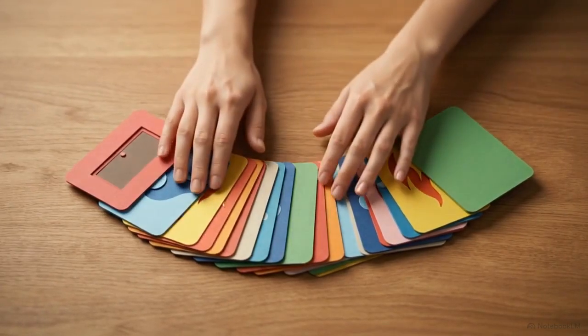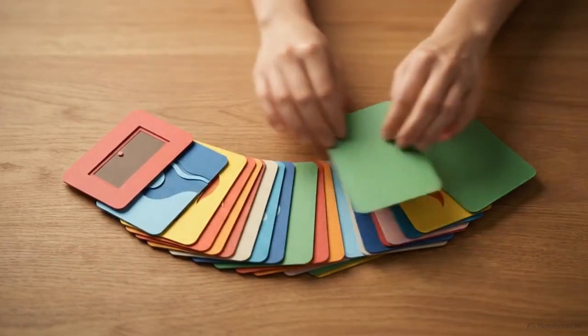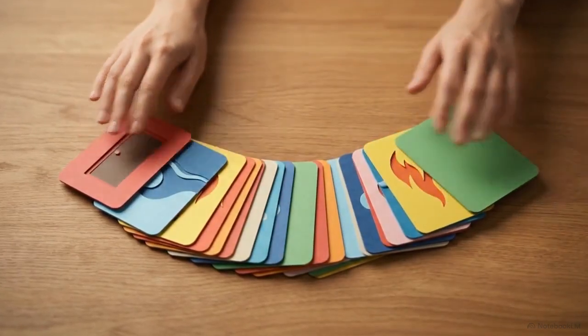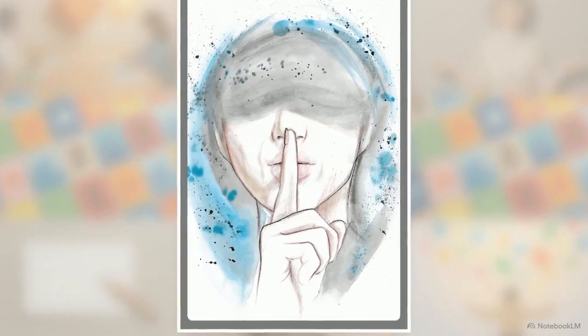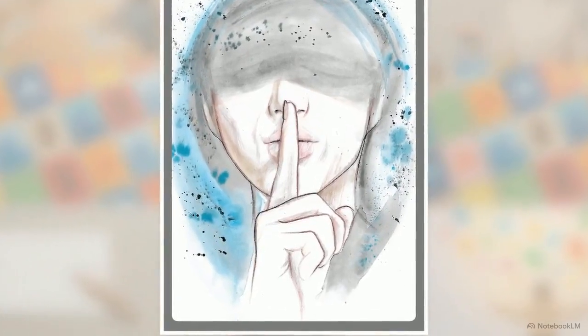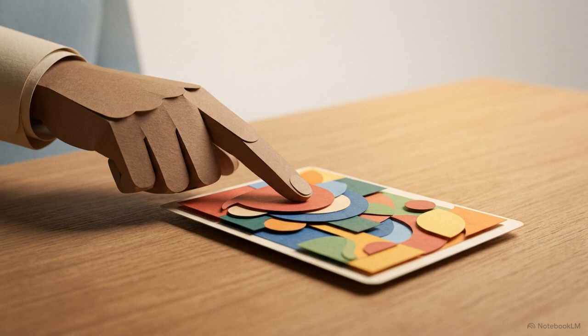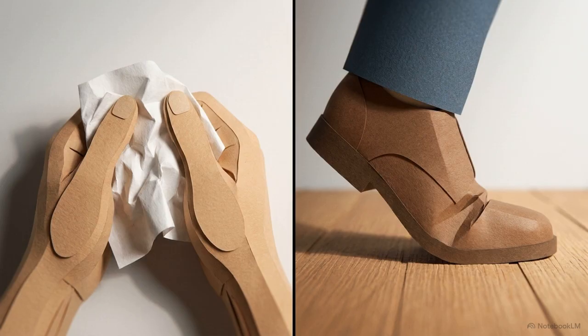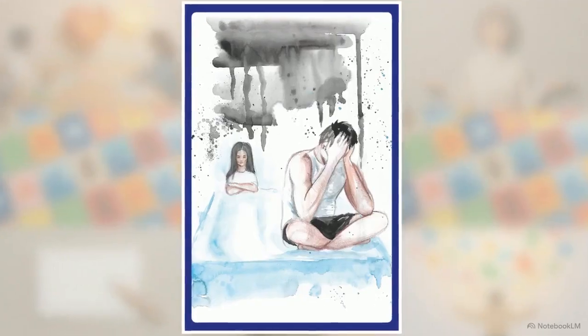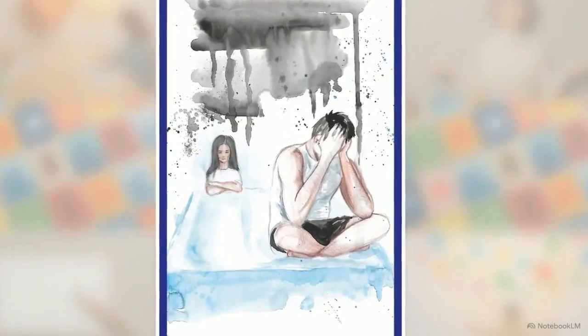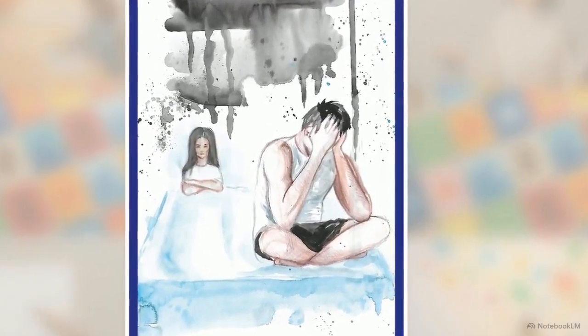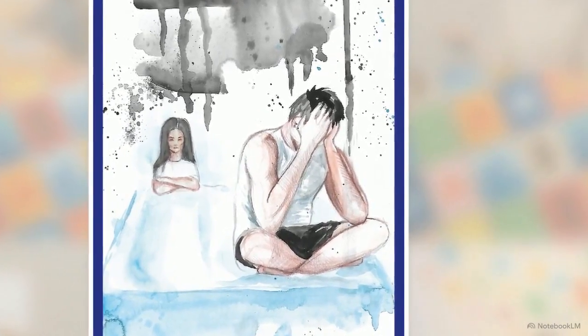Ask the client to take the cards and spread them across a table so every image is visible at once. Images like this figure with a finger to their lips provide a nonverbal entry point. By focusing on the art, clients bypass the anxiety of naming a taboo subject directly. Relationship distress or performance anxiety, topics that are often hard to initiate, become accessible when the client can point to a specific scene, like this man sitting on a bed, and describe what they see.